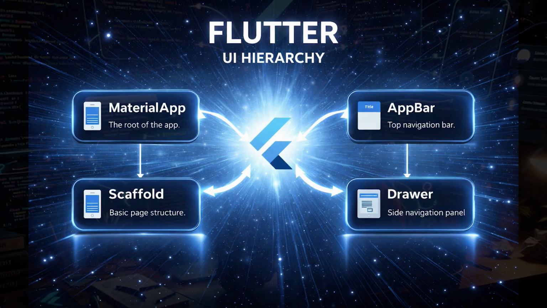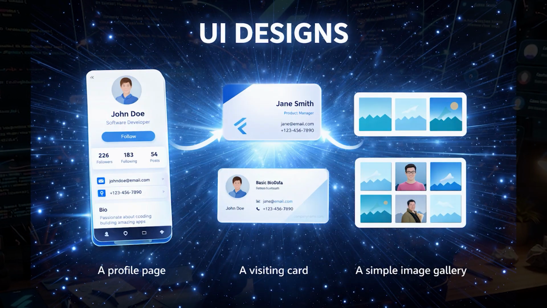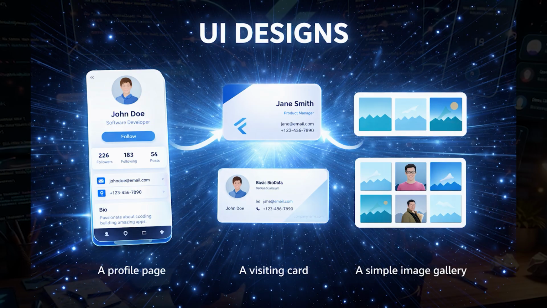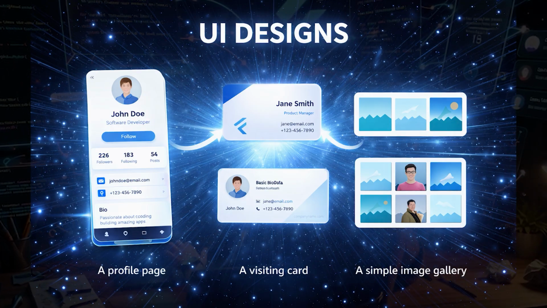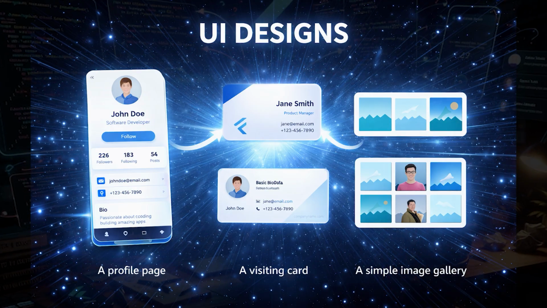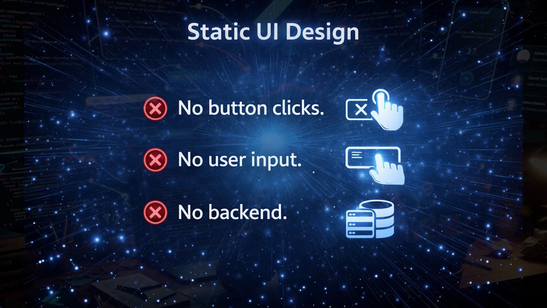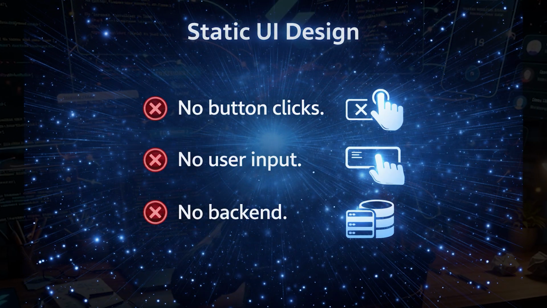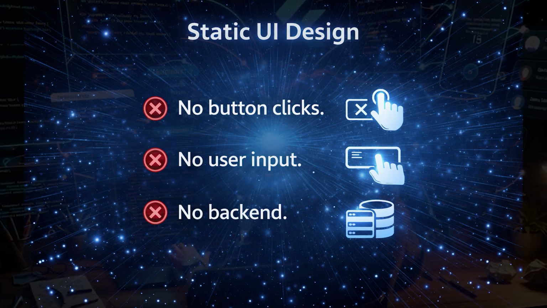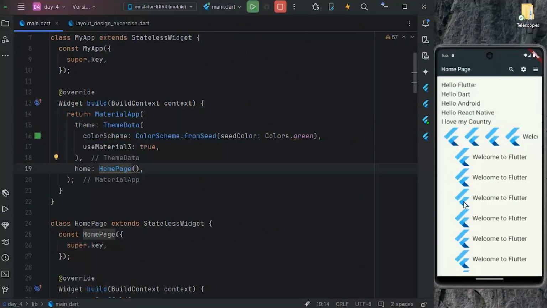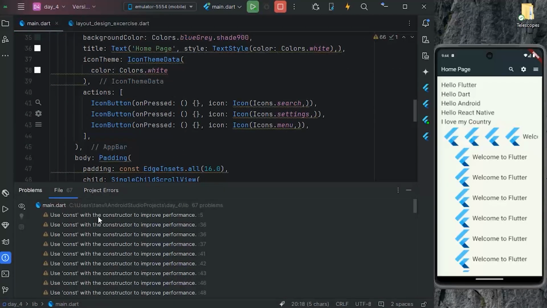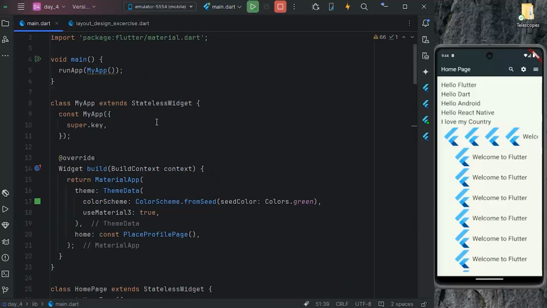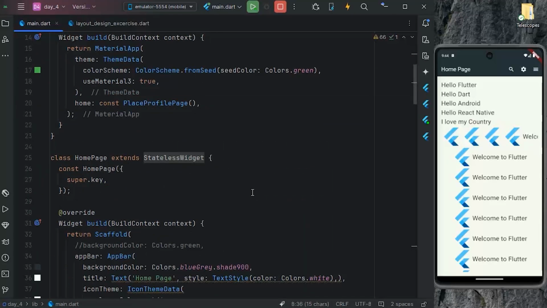Try creating simple designs like a profile page, a visiting card, a basic bio data layout, or a simple image gallery. Your app will be completely static at this point. No button clicks, no user input, no backend. Just UI. And that's exactly what you want right now. Keep practicing. Build small layouts again and again until you feel comfortable with how widgets behave and how layouts are structured.